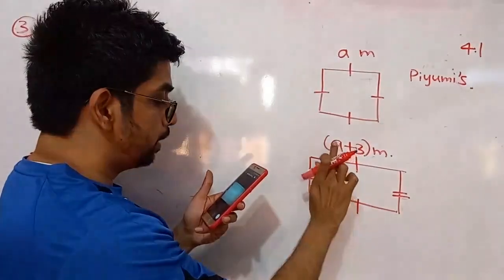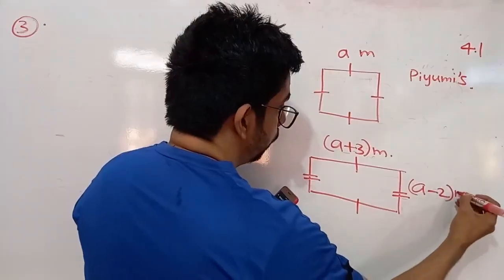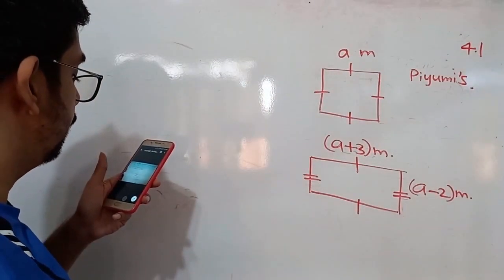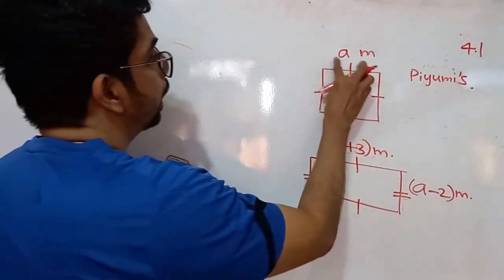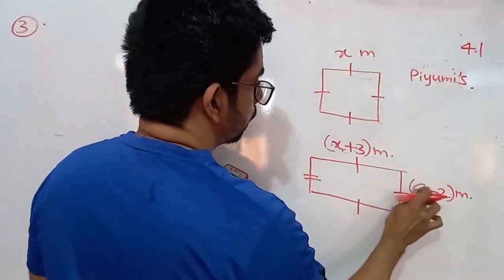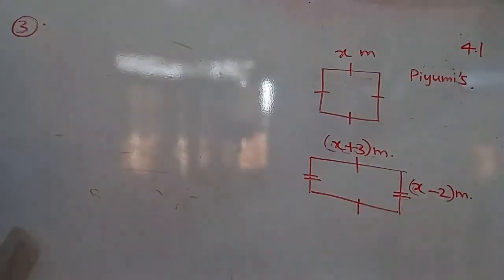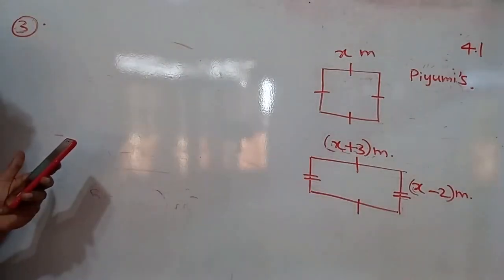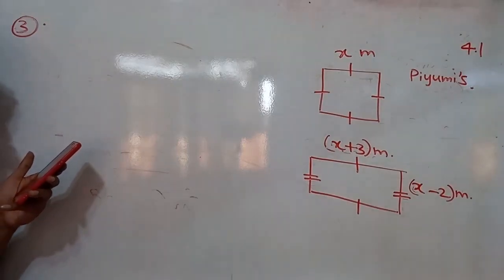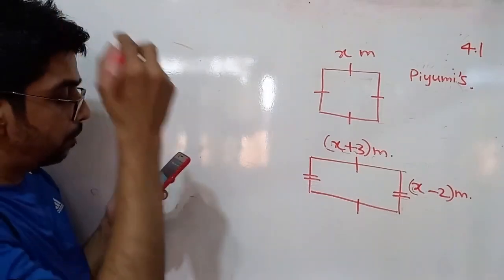The width was 2 meters less than Pumi's. So this should be a minus 2, that is also in meters. Taking the length of one side of Pumi's bed as x, so this is x, x, and this is also x. Write the length and width of the sister's bed in terms of x and then express its area in the form ax squared plus bx plus c.